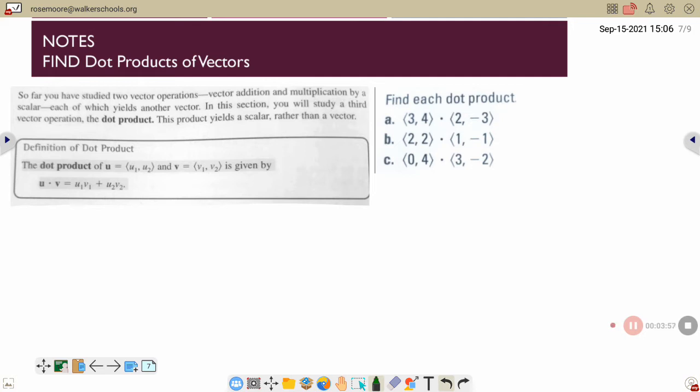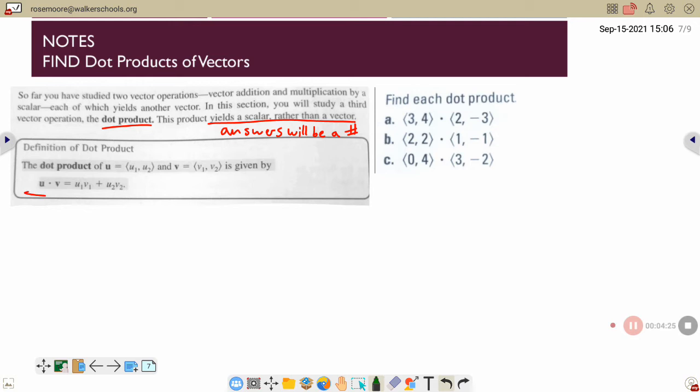So what we're going to do is actually multiply a vector times a vector. This process is called a dot product. So this product yields a scalar rather than a vector. So what that means is my answer will be a number, a plain, boring, lonely number.